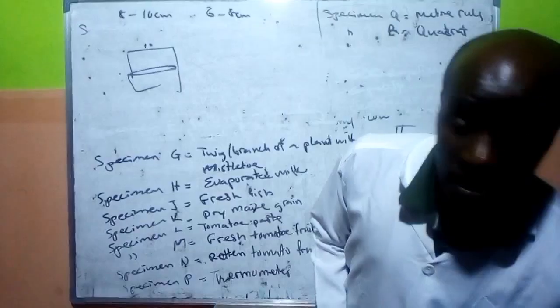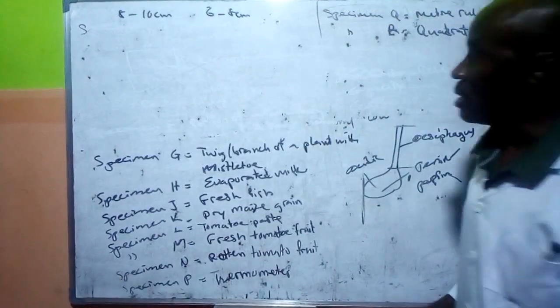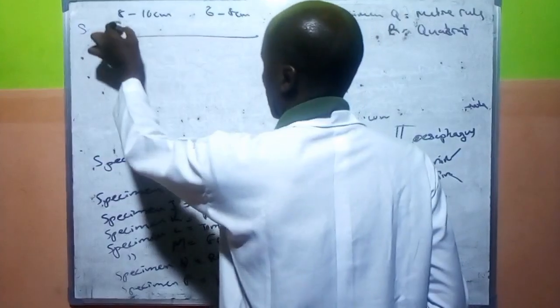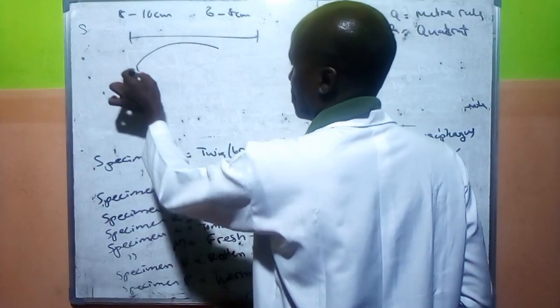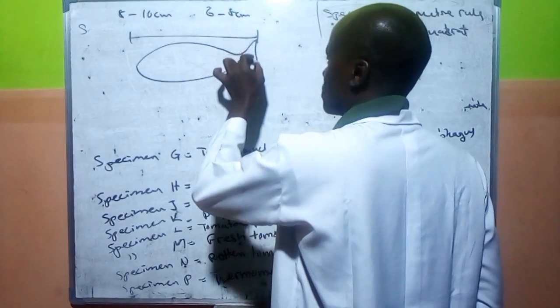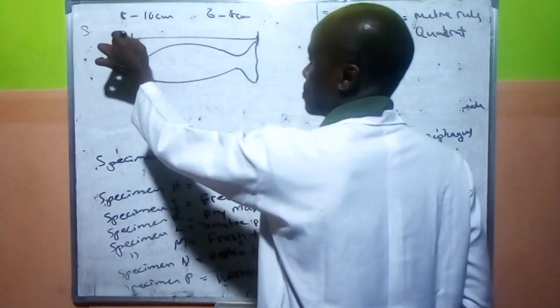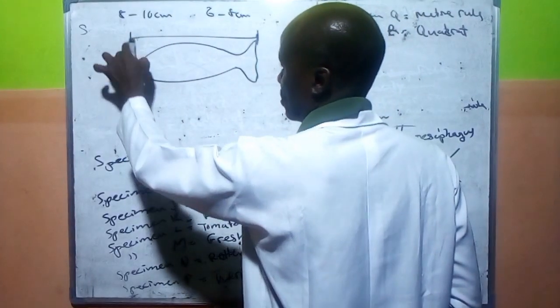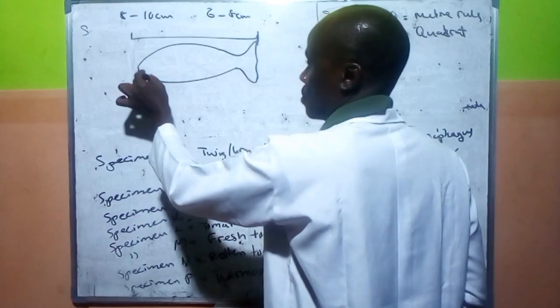But let me just make a sketch and use it to show you some things that you might be expecting. Assuming this is my 10 cm, and then I want to make a sketch of my fish. This is my fish now. My fish should not exceed this place. As you can see, it should not be more than this side too. So what am I doing here now? So this is my fish.